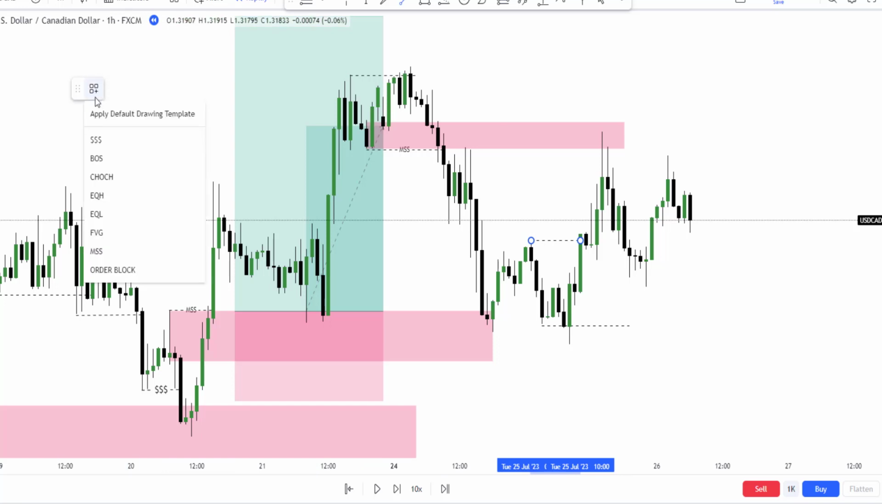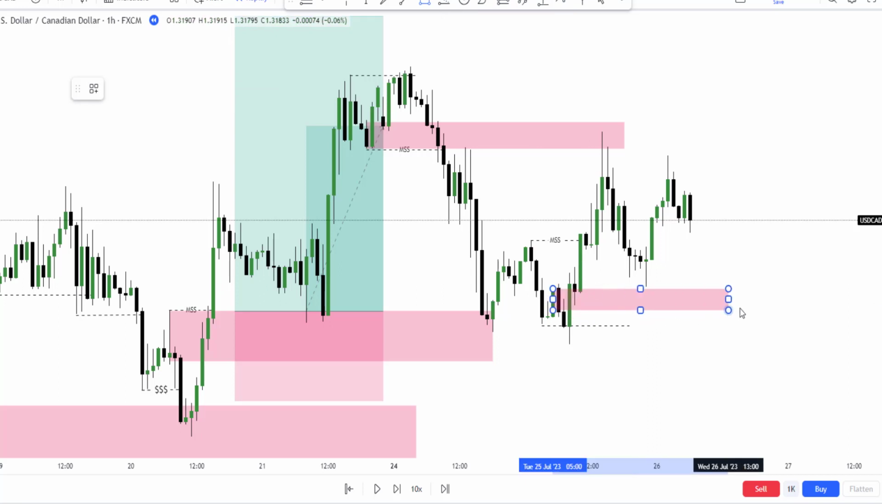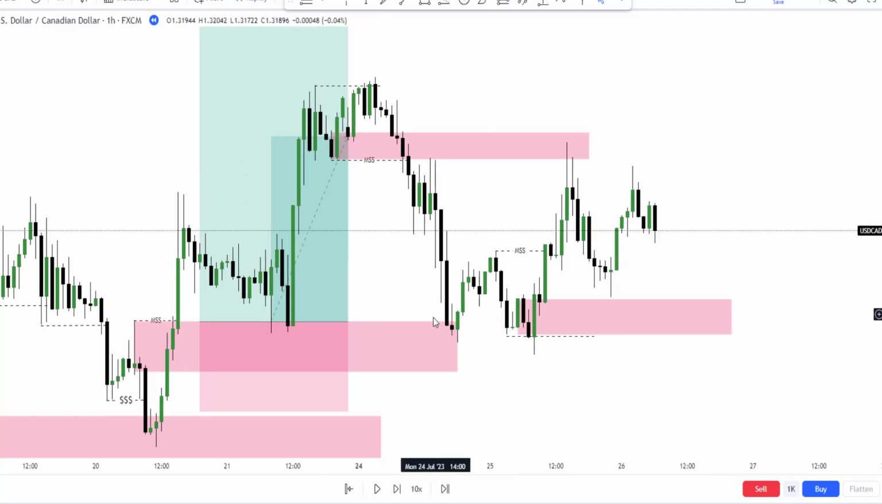Where is the market structure shift? Right there. All right, and where is your breaker? Your breaker is actually the bullish candle, this guy. You're going to mark it correctly. Did we have price coming to it? Price did not really come to it. Very close. I think price uses this bearish candle as a swing level, and then it moves up.